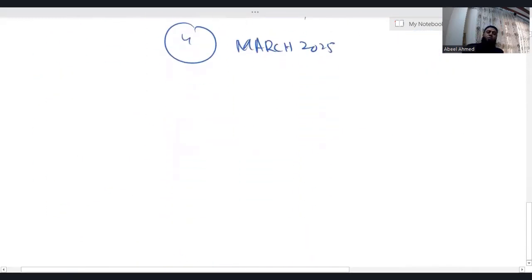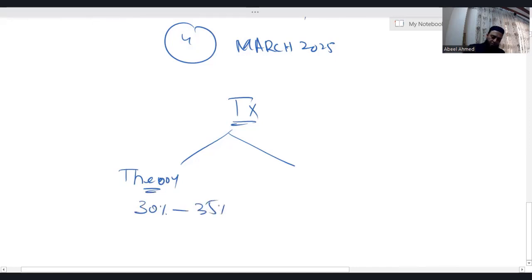Now, the majority of students are interested to know, sir, what is the proportion of theory and calculation? Interestingly, the calculation portion is far more in this paper than theory. Theory could range between 30 to 35%. Most of the time the examiner is inclined towards 30 rather than 35, but for the safe side it could be 35. If the theory is 30%, then calculation is 70. If the theory is 35, then the calculation is going to be 65.